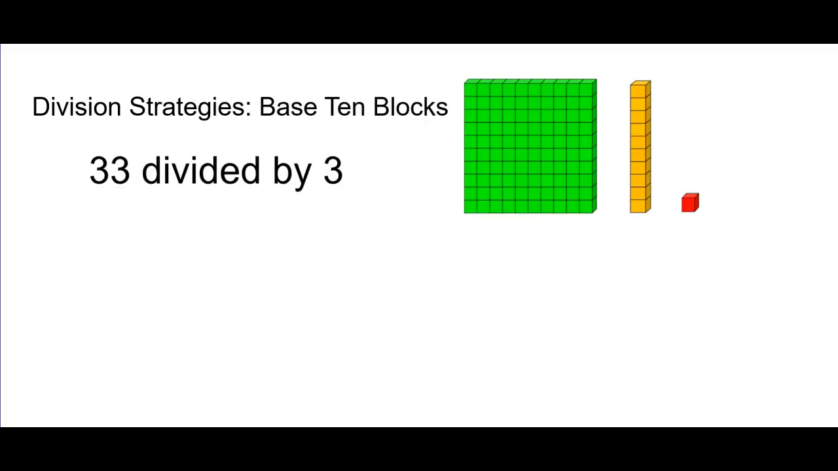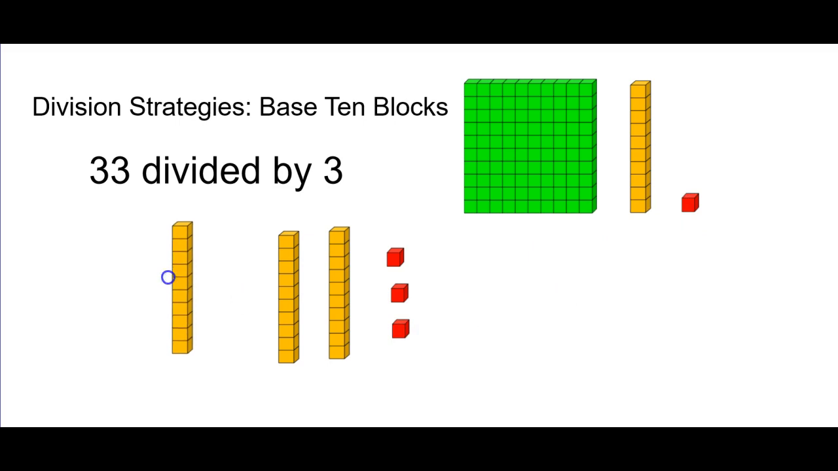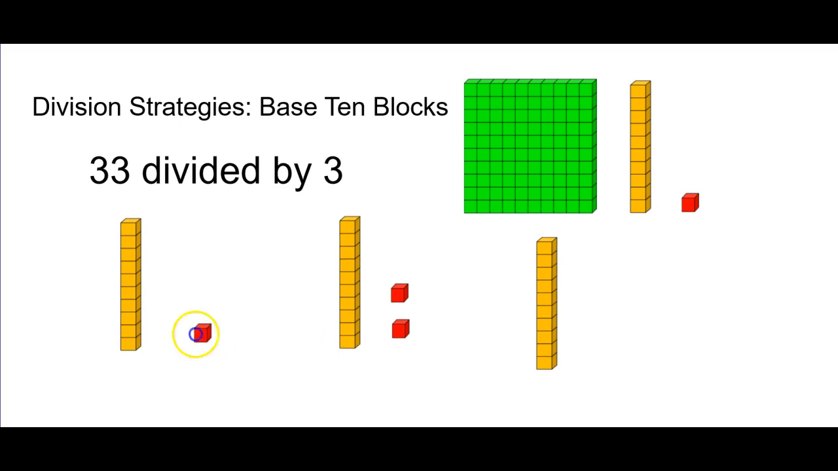The next is going to be using base 10 blocks. So here I've got 33, and I want to divide it by 3. So that's going to require 3 rods to represent 33. And 3 singles there. And so with that, what I want to do is divide those into groups. So I know I can divide the rods, this one's a pretty easy one, into 3, and then each single block into 3 like this. And I can see that 33 divided into 3 parts is going to be 11.